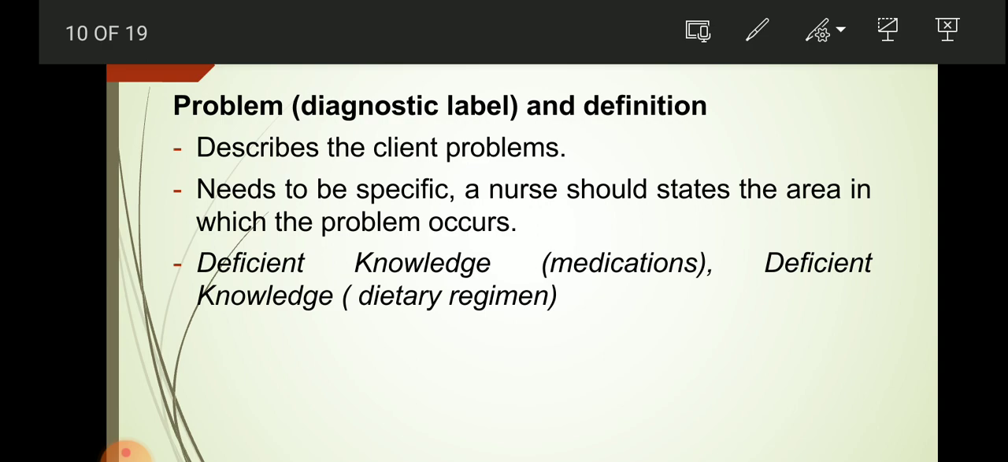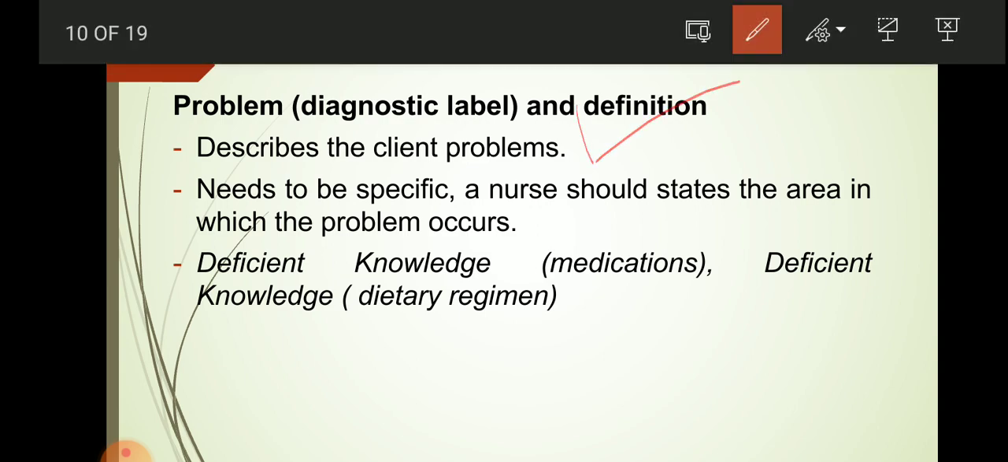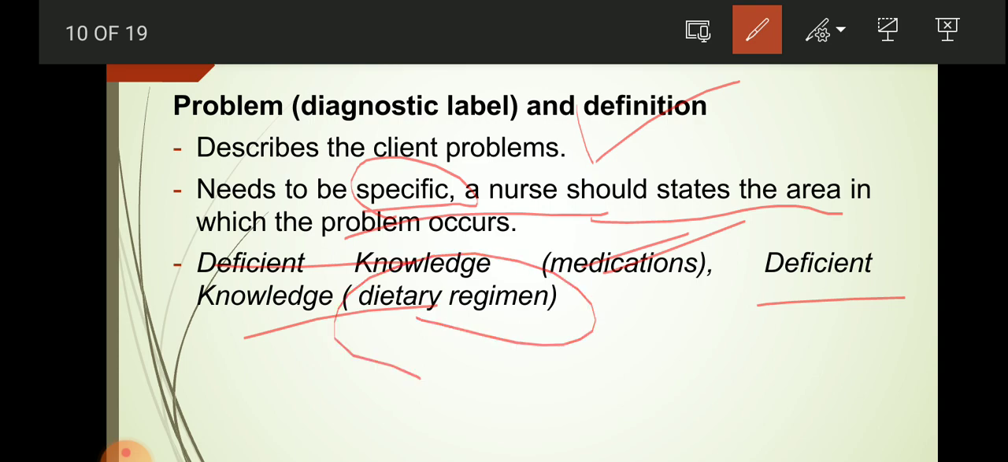Problem, diagnostic label and definition. It describes the client's problems. It needs to be specific. A nurse should state the area in which the problem occurs. So it should be specific. For example, deficient knowledge. Deficient knowledge, okay? It should be specified where he is deficient. Medication? Or there's deficient knowledge in dietary regimen.